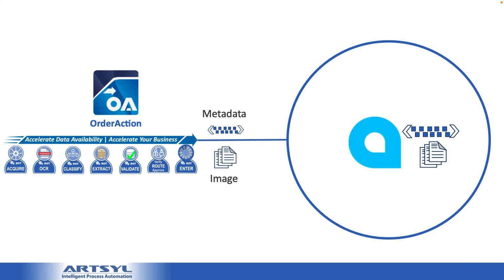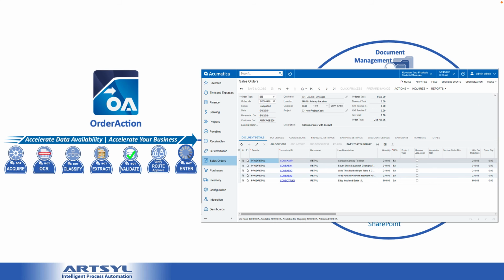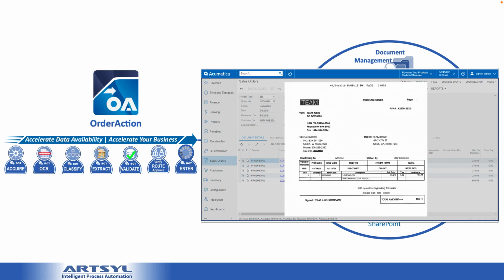OrderAction can supply both the metadata and the image of the order to Acumatica. Additionally, OrderAction can deliver the metadata or image to other platforms for compliance or other business process requirements. In Acumatica, if the user wishes to see an image of the order, the user can click on the attachment icon and a link will be presented for the user to view the order.